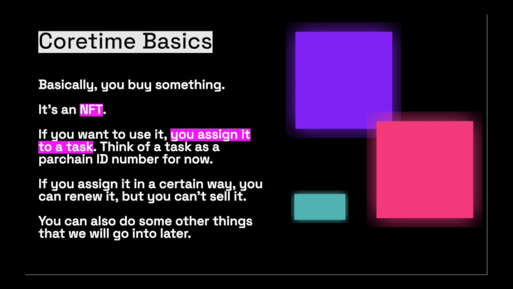So basically, you buy something, it's an NFT. If you want to use it, you assign it to a task. Think of a task as a parachain ID number for now. You can find this out on Polkadot.js and a bunch of different sites, but basically, like Hydration is 2048, if I remember correctly. It's the ID of your parachain, right? Your para ID. If you assign the core in a certain way, you can renew it, but you can't sell it. And you can also do some other things with cores that we'll talk about in the mechanics section.